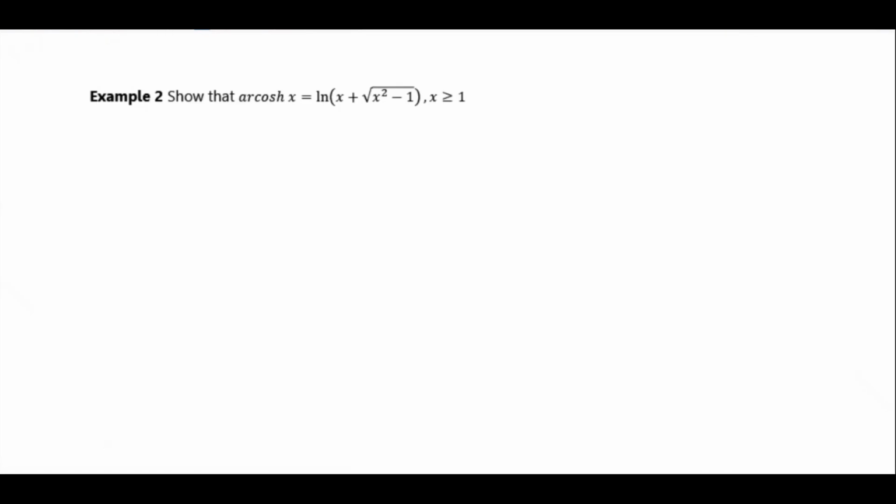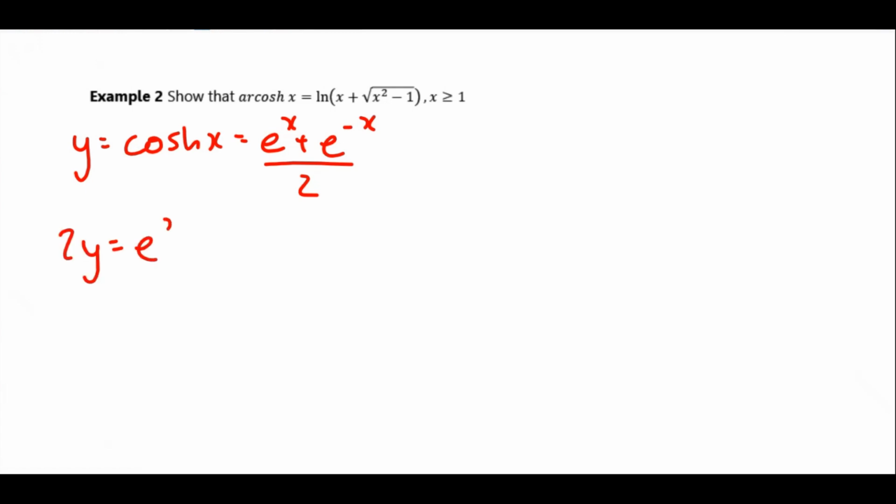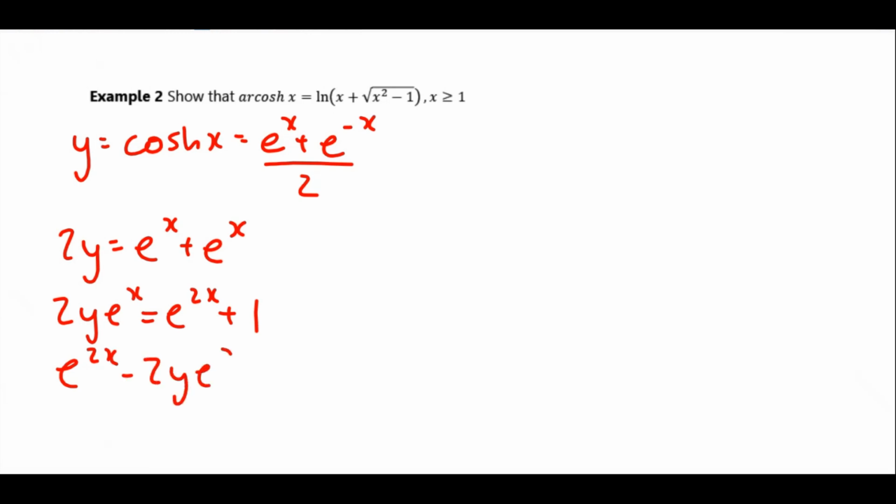So the mechanics are all the same. If we start off with y equals cosh x, which is e to the x plus e to the minus x over 2, we're going to do exactly the same thing. I'm going to whiz through this because we're doing a disguised quadratic in e to the x. So times up by 2, times through by e to the x. Make it a disguised quadratic equal to 0.